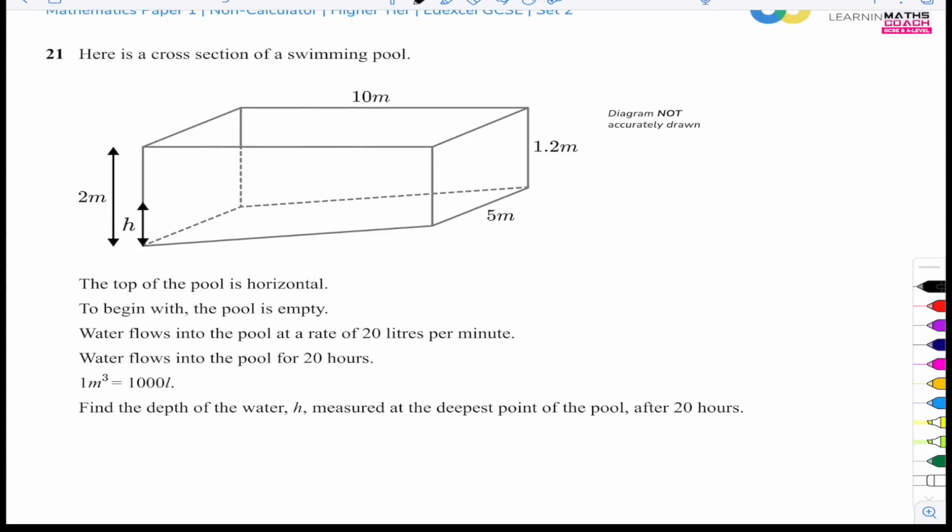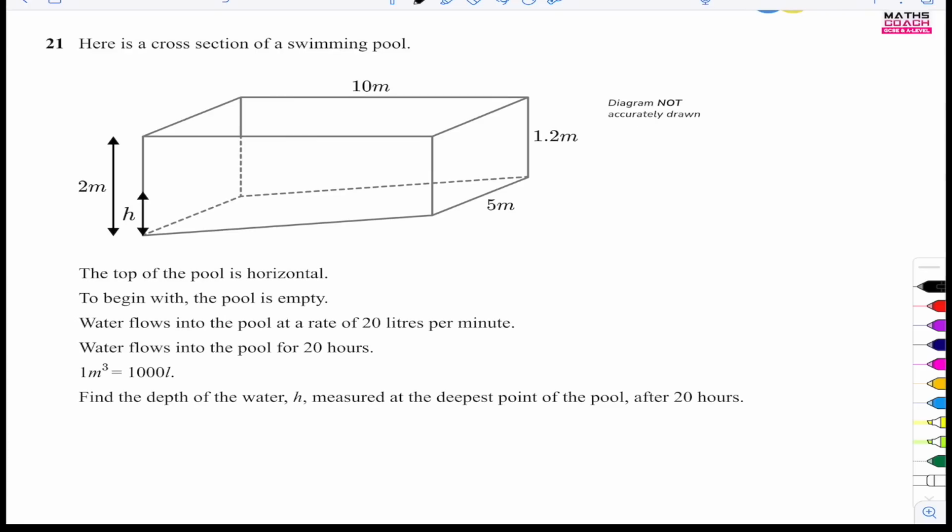Right, on to the last and final question. This is a bit of a mad one, so you need to pay careful attention to this, all right? Question 21. The top of a pool is horizontal. To begin with, this pool is empty. Water flows into this pool at a rate of 20 liters per minute. Water flows into the pool for 20 hours. It's given us this conversion here, and it's asked us to find the depth of the water H measured at the deepest point of the pool after 20 hours.